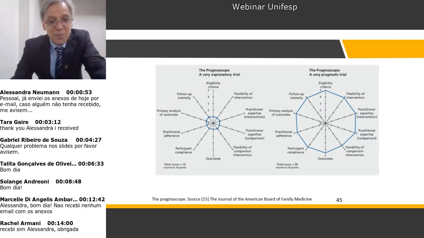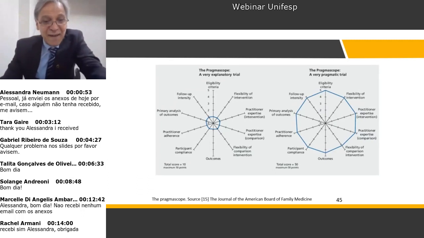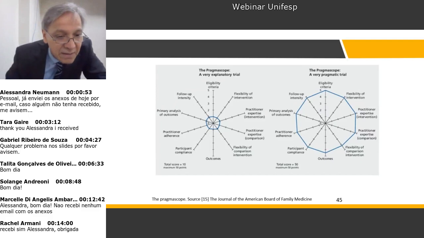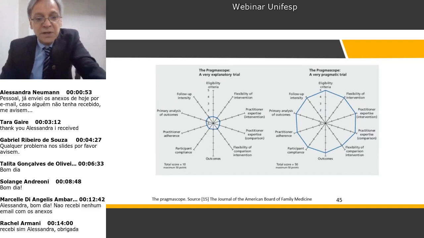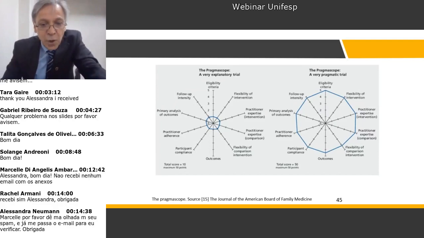So the pragmatoscope, and it's very interesting. A very explanatory trial is on the left, a very pragmatic trial on the right. You can see those lines. Look at follow-up intensity: the closer you are to the center, the tighter you are. And the open curve means, yes, I'm accepting a lot of stuff, up to a maximum of 50 points. So in a pragmatic trial, you're hitting all those things in a very relaxed way.